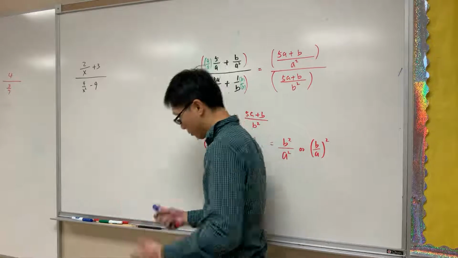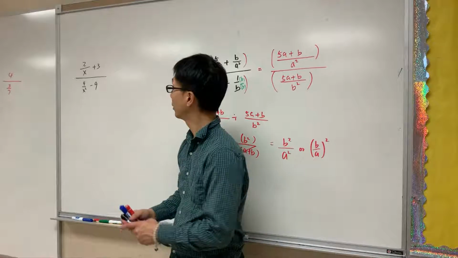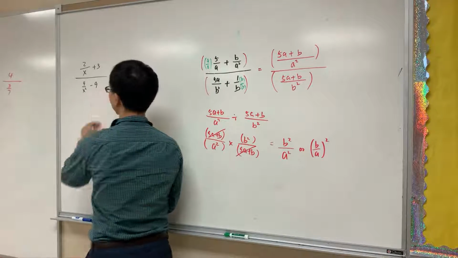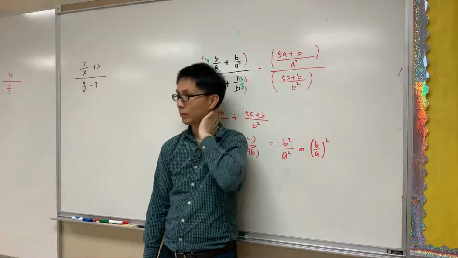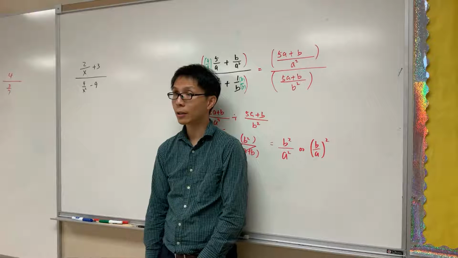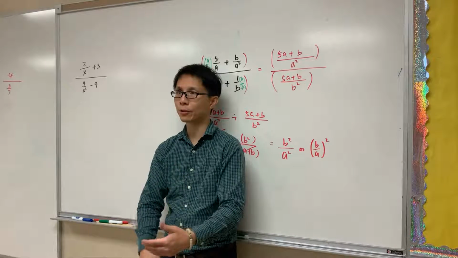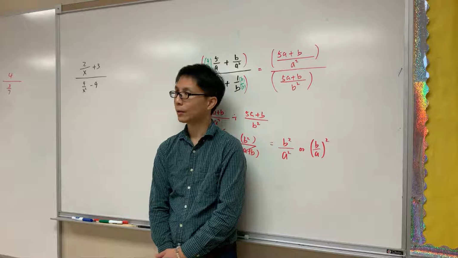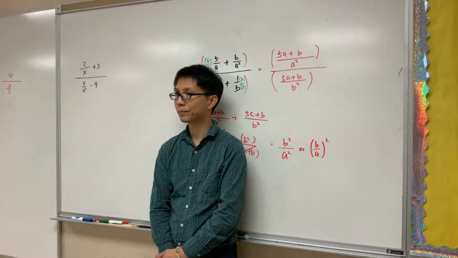And why don't you try this problem? When I say 3, that also means 3 over what? 1. Make sure you put a parenthesis first, because the parenthesis is going to tell me where the order of operations happens first. I want you to try this question.